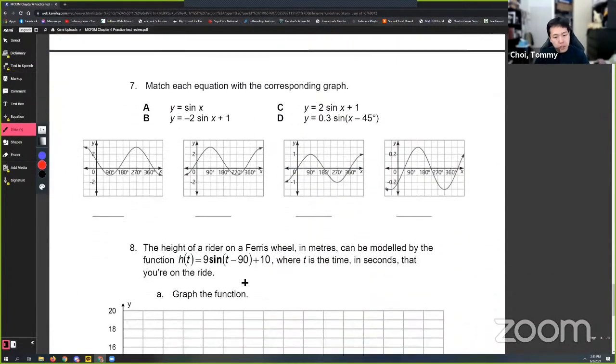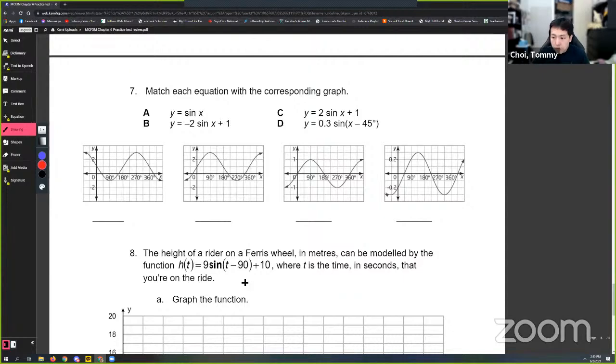Going down here, we're almost done. Question 7, match each equation with the corresponding graph. Okay, I think this is pretty straightforward, right? But let's make sure we follow that same rule that we did before. If it helps, what stops you from drawing those peaks and troughs and then the equation of the axis? That should help out a lot.